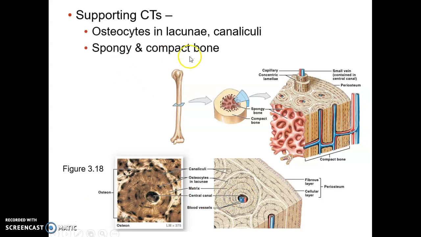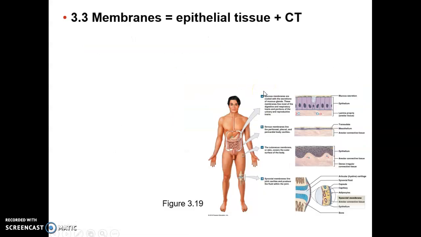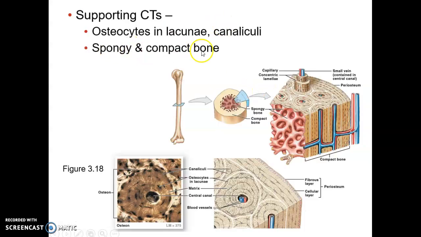There's spongy and compact bone. Spongy bone is what you see here. It kind of looks somewhat like a sponge in a way, but it's not soft. It is solid, but it has a lot of open cavities and spaces between what are called the trabeculae, these struts. Compact bone is compact. There's no gaps in between it, and it's very strong. And again, we'll talk about this in much more detail when we do the skeletal system a little later on.